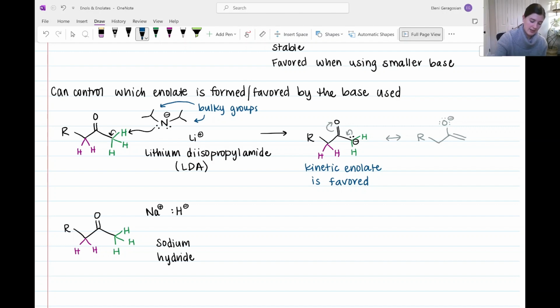Now, this hydride is very small. Hydrogen is the smallest atom. This is a very small base. And so it is easier for this small base to access the hydrogens that will produce the more thermodynamically stable product.